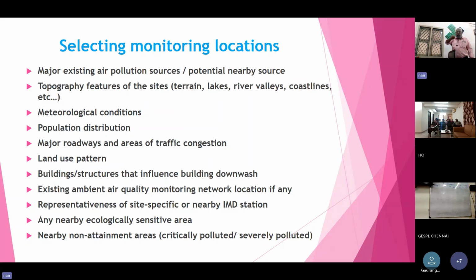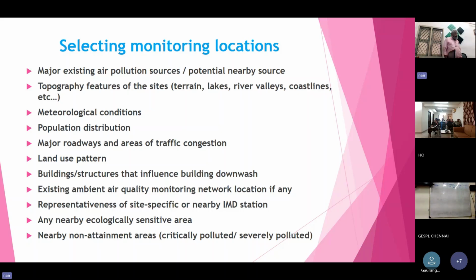Cement dust, if it reaches the leaves of certain plants, they will grow. But if cement dust reaches the stomata of some other plants, their growth will be retarded. For some vegetables it is good, for some vegetables it is not good. That is why you have to think of the land use pattern also while selecting the monitoring location. And you have to think of the proposed project, the activity of the proposed category of project, also for selecting this one. Then second, another one: building structures that influence building downwards.